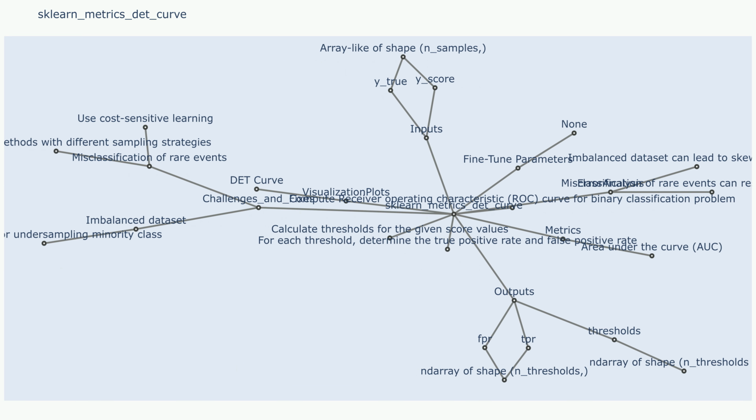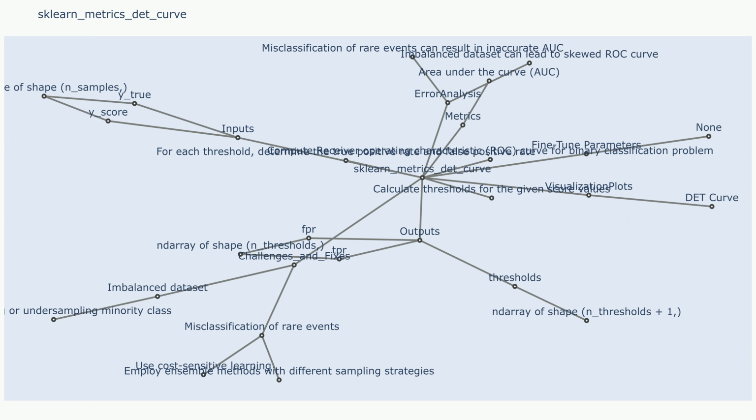Inputs: y_true, the true labels of the data points. This is a 1D array of binary labels, 0 or 1, or a list of such labels. y_score, the predicted scores or probabilities for each data point. This is a 1D array of scores or a list of such scores. Higher scores correspond to a higher probability of belonging to the positive class.